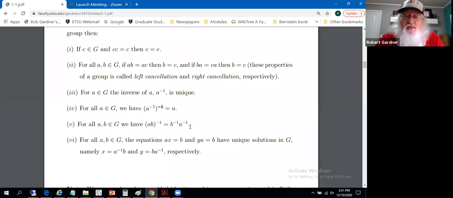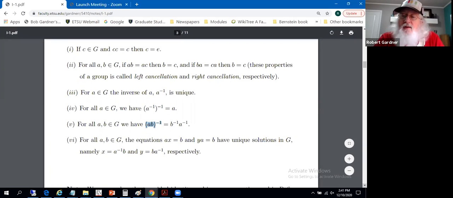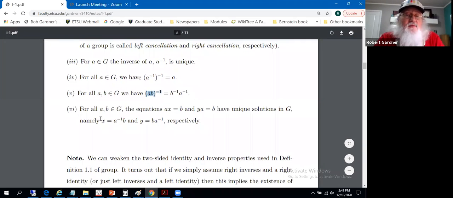How would you establish this? Multiply AB by this thing here and show that you get the identity, establishing that AB is the inverse of this. And lastly, for all A and B, the equations AX equals B and YA equals B have unique solutions in G. So you want to interpret this as A and B are some group elements.